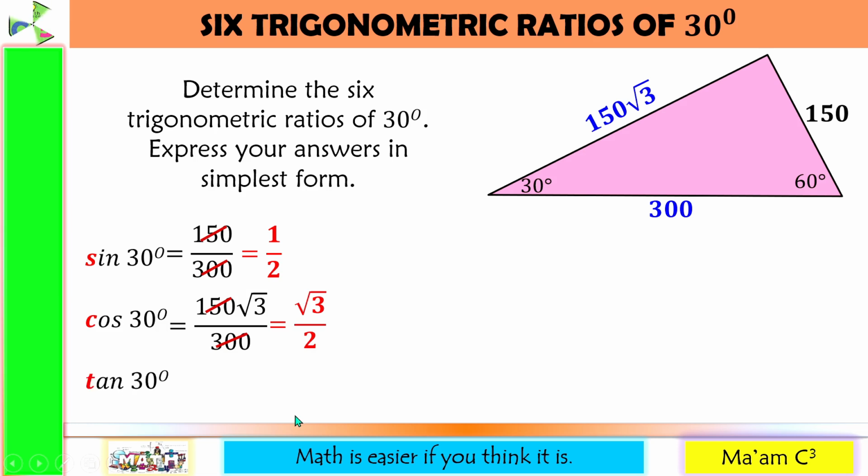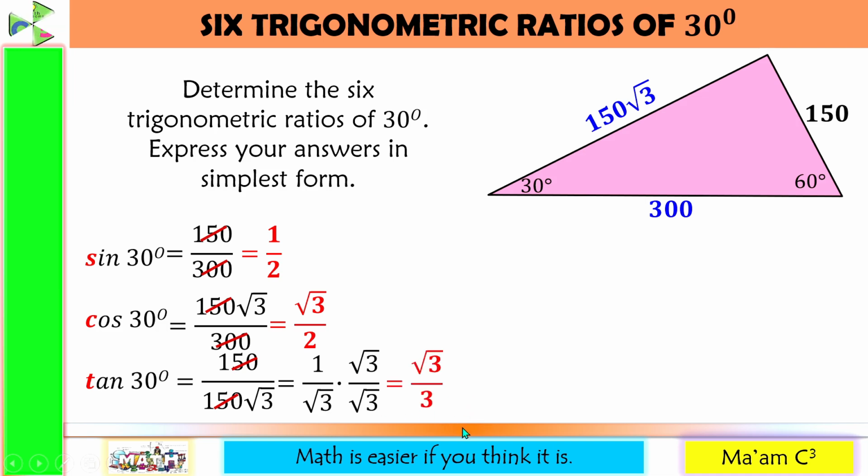Next one, we have tangent 30 degrees. Tangent is TOA, opposite over adjacent. 150 over 150 square root of 3. 150 will cancel out. So we have 1 over square root of 3. Rationalize, multiply by square root of 3 over square root of 3. So 1 times square root of 3 is square root of 3. Square root of 3 times square root of 3 is simply 3. So final answer, square root of 3 over 3.